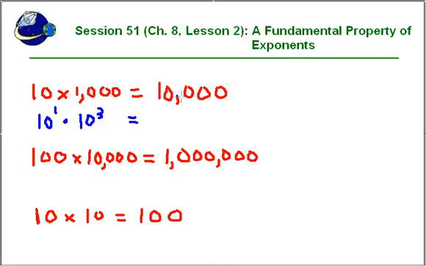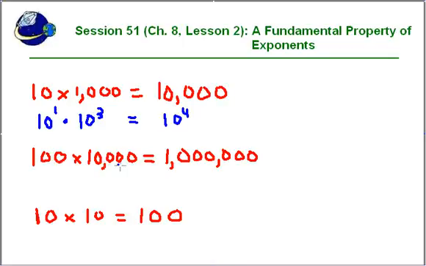How would we do that with 10,000? Well, 10,000 is 10 to the fourth. 10 times 10 is 100, times 10 is 1,000, times 10 a fourth time is 10,000. So 10 to the first times 10 to the third equals 10 to the fourth. Let's take a look at our second problem here.